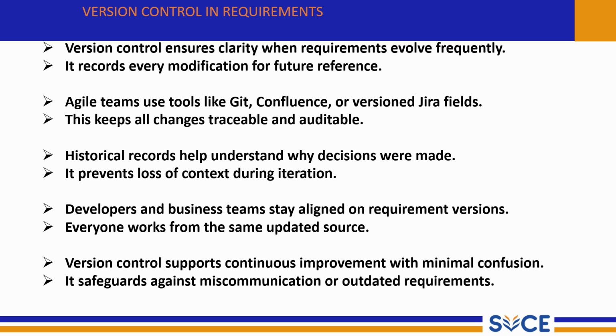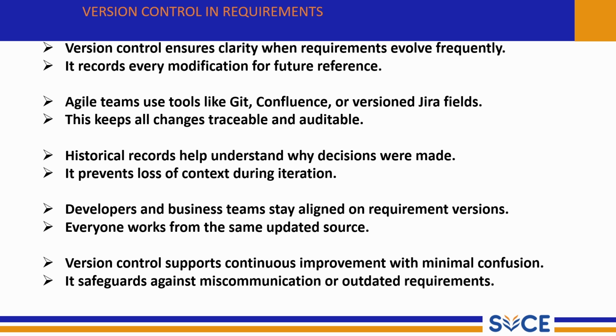Traceability means we can follow the entire life cycle of a requirement from start to finish. Since version control stores every change, it becomes easy to audit and verify work when needed, especially in a large project. Historical records help understand why decisions are made.